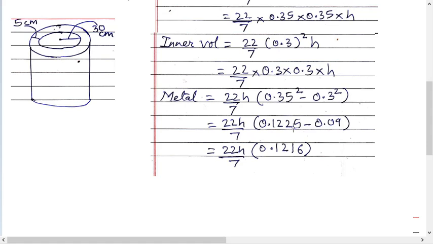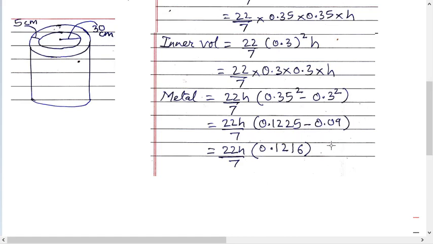0.35 square is 1225. Adjust the zeros, 0.1225. See here, Vedic maths again. If you try Vedic maths, it's very easy. 3 square is 9, so 0.3 square is 0.09. Subtract it, 0.1216. Metal equals 22h upon 7 into 0.1216. Don't find the answer for this because we have to equate it now.